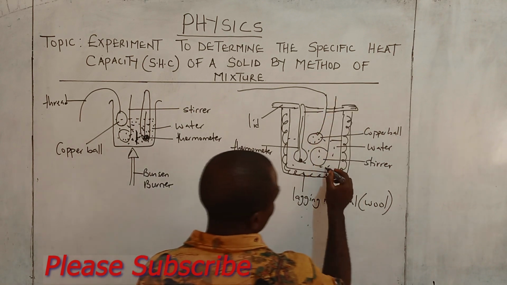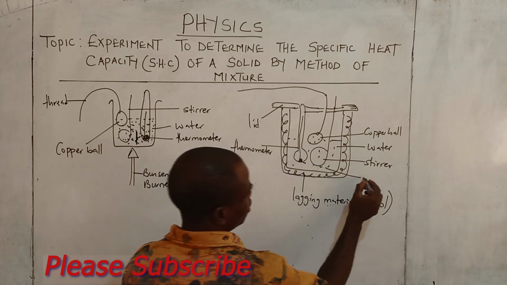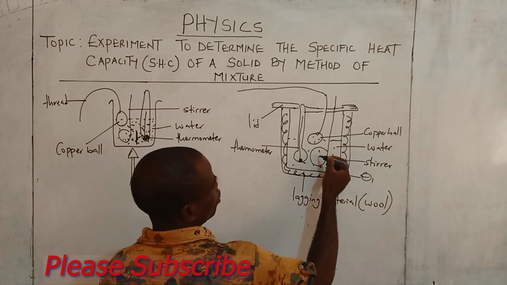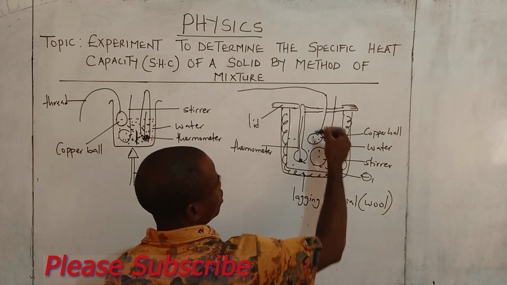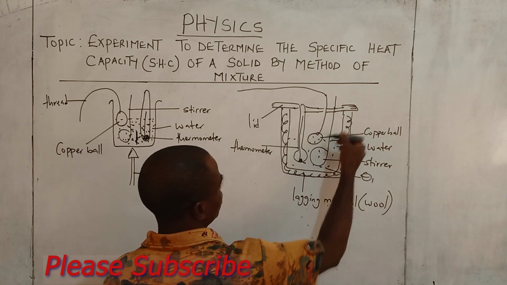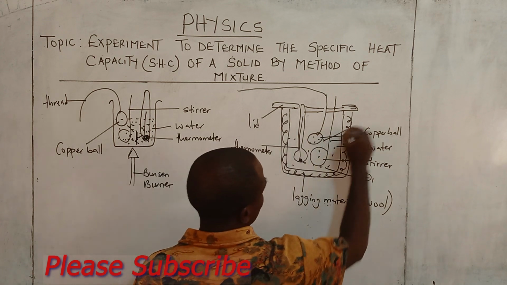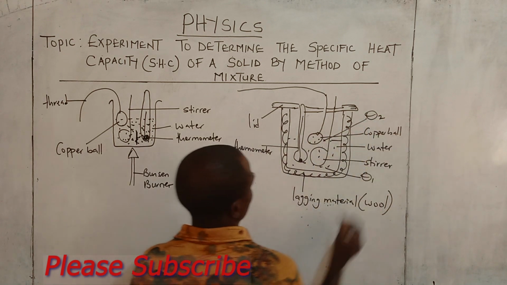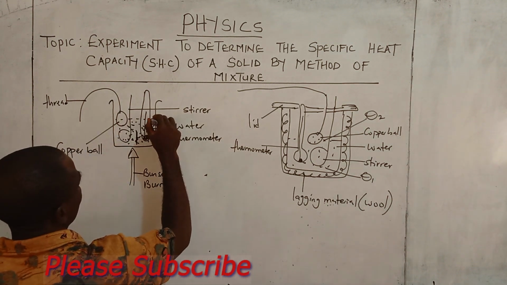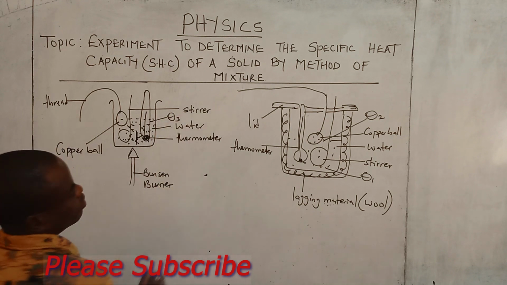The initial temperature of this water before the copper ball is transferred, let's call it θ1. The temperature of the water when it is heated, after the copper ball is transferred to it, let's call it θ2. The temperature of the heated copper ball, let's call it θ3.